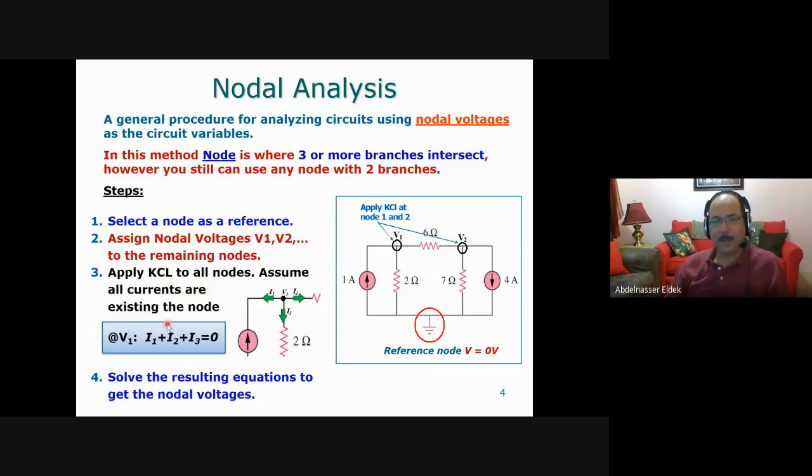You don't need to have the currents. Actually, the objective is to find V1 and V2, not I1 and I2 and I3. So what you need to do is to find this I1, I2, and I3 in terms of what? In terms of the nodal voltages, V1 and V2. In this case, you will create an equation at V1 and another equation at V2, both in terms of V1 and V2. So you will have two equations and two unknowns. And once you do that, you can solve them to find V1 and V2.